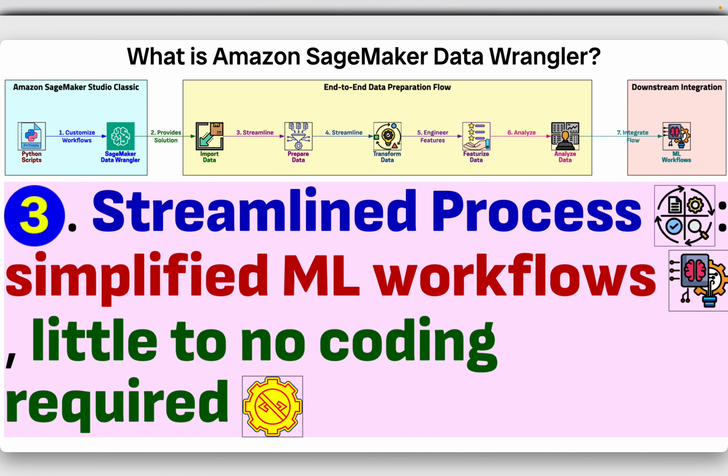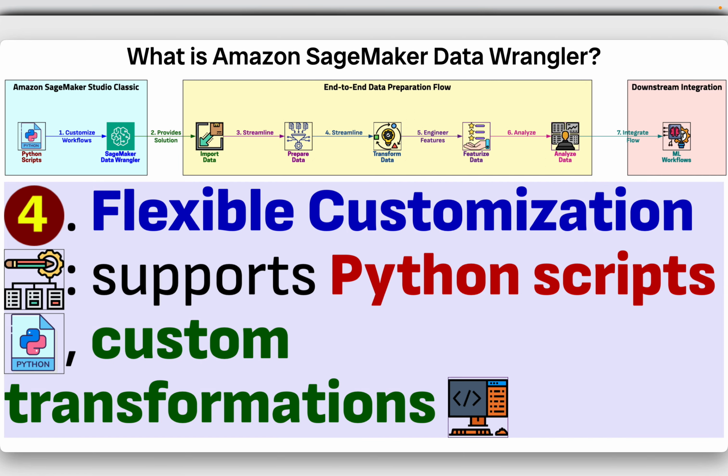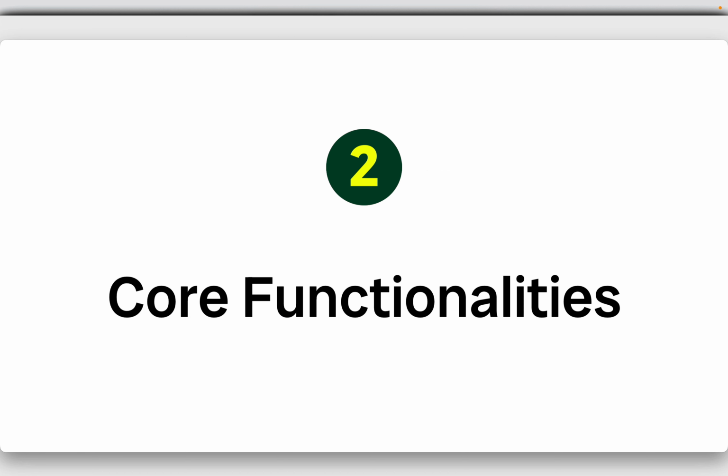This is a streamlined process, so it is a simplified machine learning workflow with little to no coding required. It helps you add data preparation steps to your machine learning work easily, making the process smoother while requiring very little computer programming. If you have specific needs, you can still add your own custom Python code and custom changes to tailor the workflow exactly how you want it.